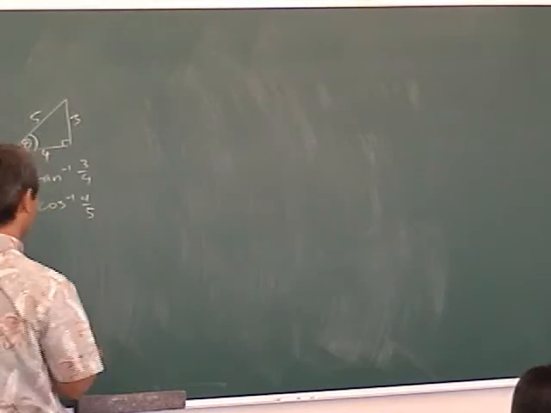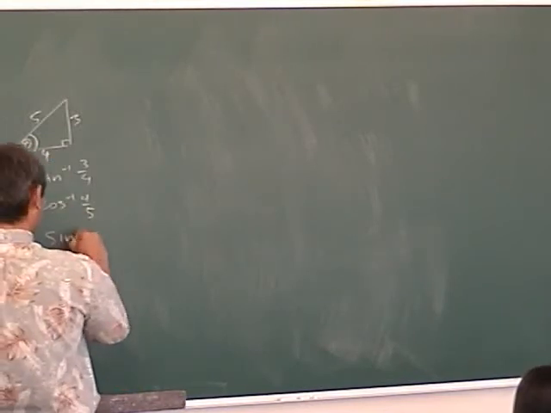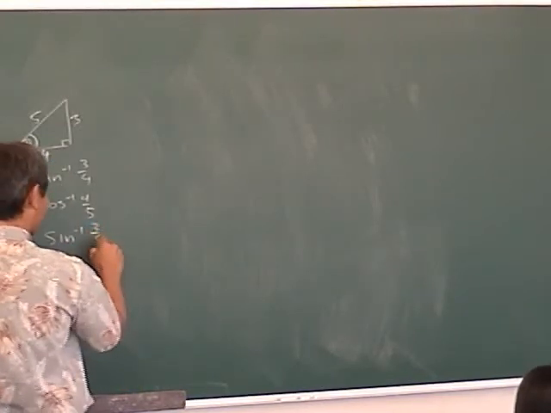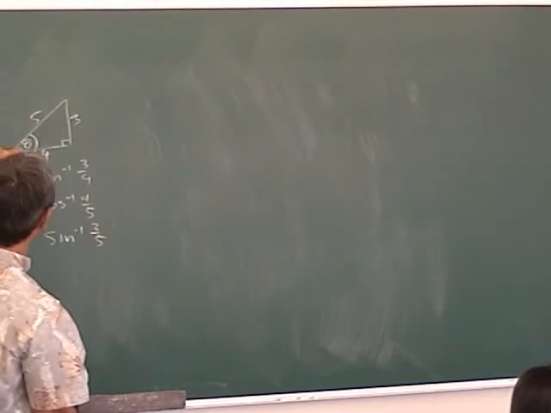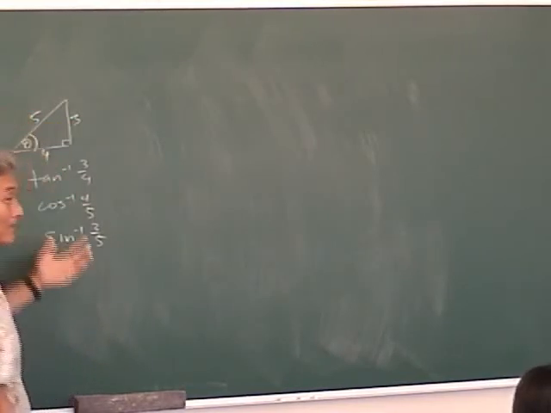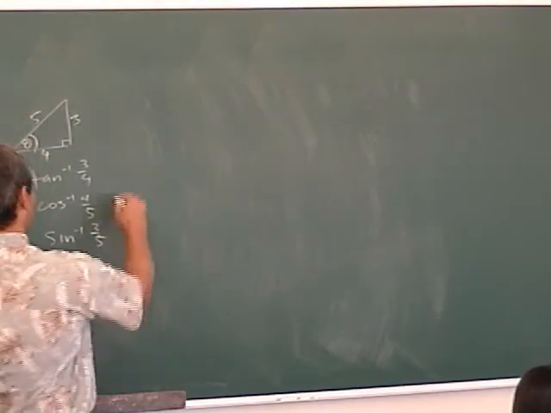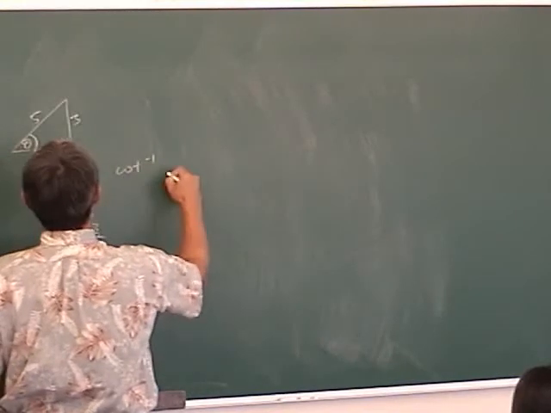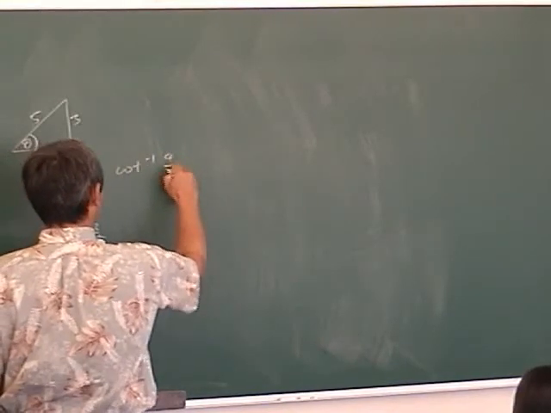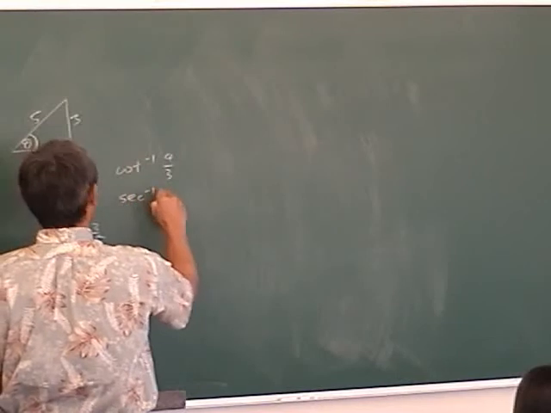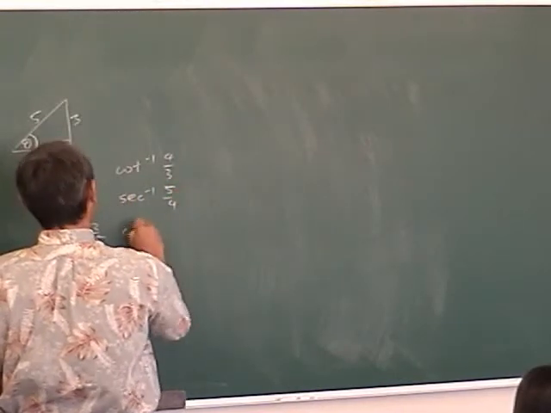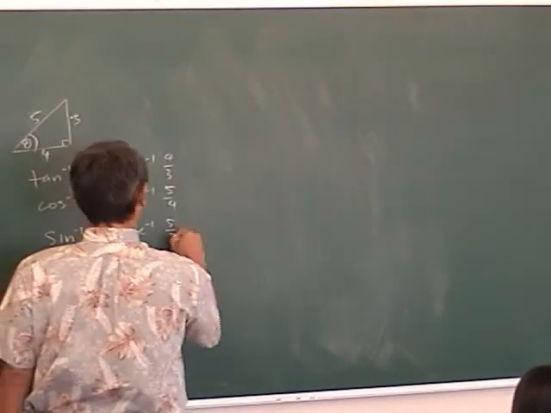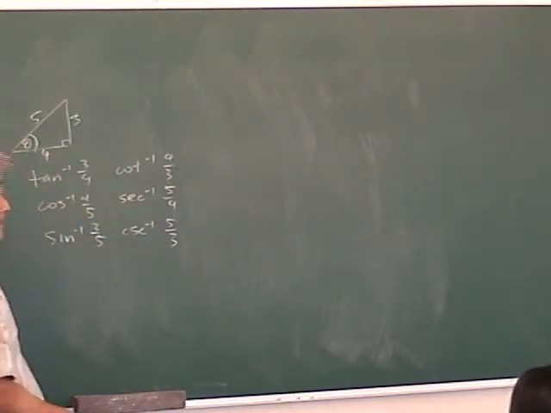SOH-CAH-TOA. You just gotta know SOH-CAH-TOA. Or sine inverse 3/5, because the sine of this angle is opposite over hypotenuse, 3/5. Or you could say cotangent inverse 4/3, or secant inverse 5/4, or cosecant inverse 5/3. All 6 of these mean the same thing. It means that angle right there.